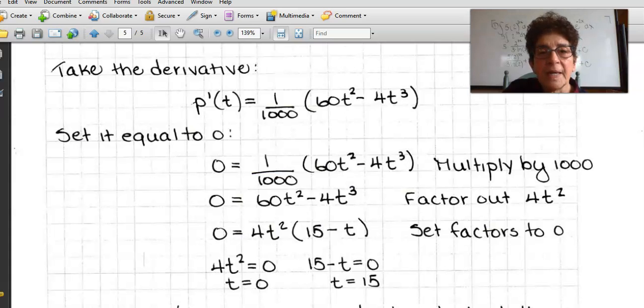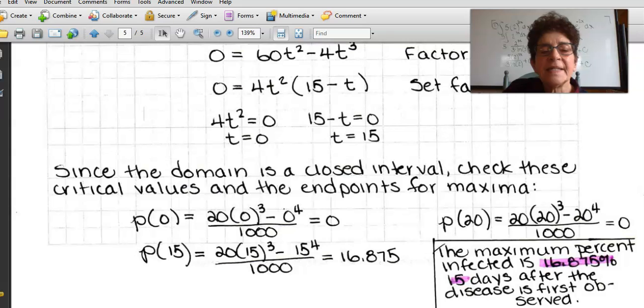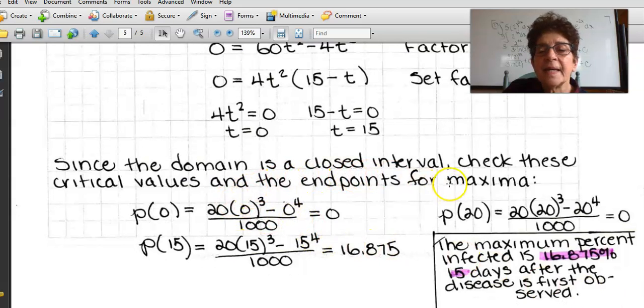If you remember, the domain was a closed interval, so I need to check these critical values and the endpoints for a maximum. Okay, so essentially this t equals 0 is one of our endpoints. So I only have 3 numbers to check. I am going to evaluate P at 0, at 15, and at 20. You can see when I plug in 0, this is 0 days, okay? Nobody's infected because we haven't observed the infection yet. And at 20 days, when I plug in 20, 0% of the population is infected because the disease has run its course in 20 days.